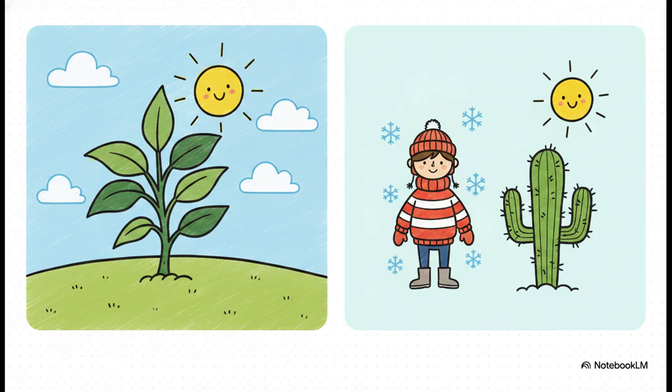Think of it like this. When it gets very cold in winter, what do you do? You put on a thick sweater, right? That is you adapting. But plants can't walk to a shop, so they change their own leaves or stems or roots to survive. Let's understand this carefully.